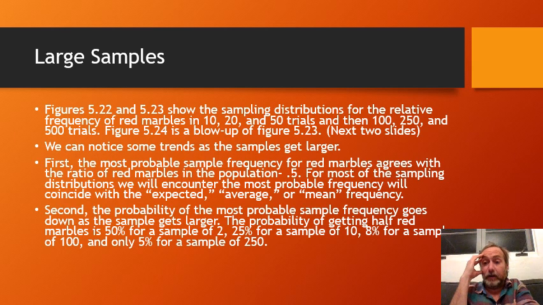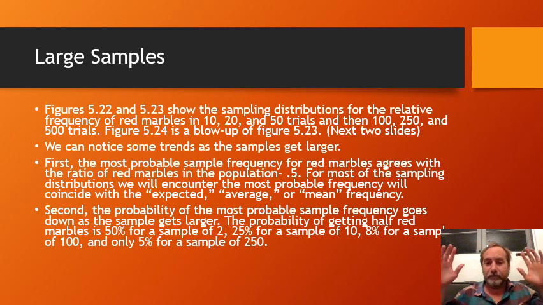Let's look at some even bigger samples, right? The next slides are going to show us samples of 10, 20, 50 trials, and then 100, 250, 500 trials. And we're going to notice some trends as the samples get larger. First of all, the most probable sample frequency, the peak of the distribution, is going to agree with the ratio of red marbles in the population, which has never changed. We're still dealing with the same jar. We're just pulling more marbles out of it.